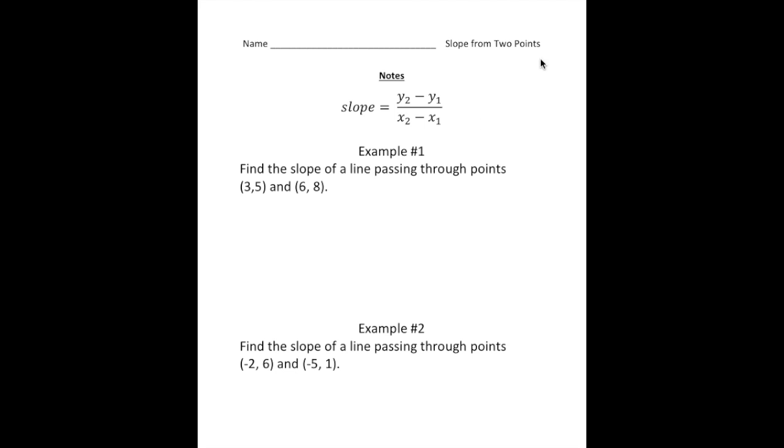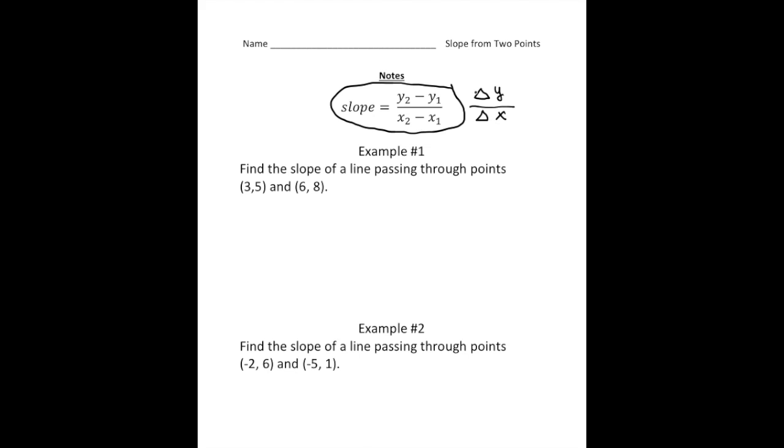So the key thing you need to know is this formula right here. This is key. To find the slope of a line from any 2 points, it's the change of the y values over the change of the x values. This can be written as delta y, which means the change of y, over delta x, which means the change of x values.